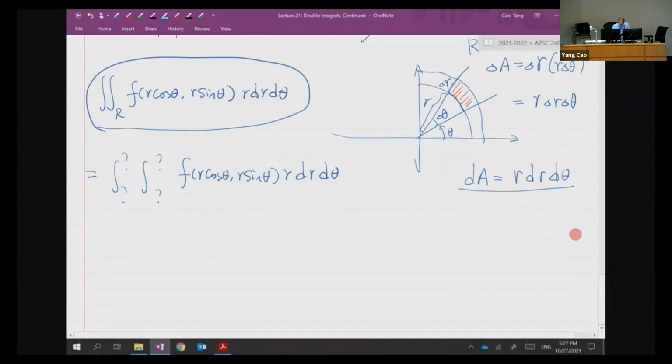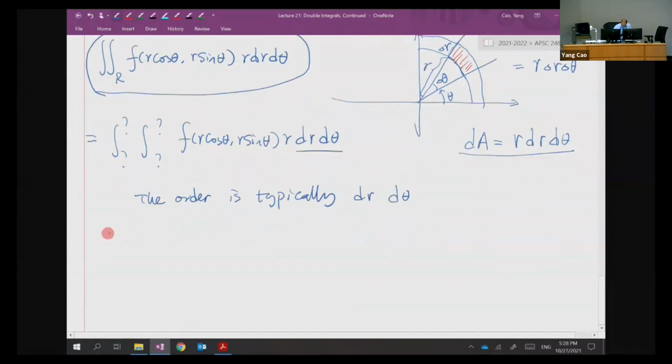So in polar coordinates, the order, I would say, is typically dr then d theta. That's what we typically will follow here. I will also demonstrate next how we find the limits for r and how we find the limits for theta, by using a very similar concept of scanning through the region R. All right, so let's see.